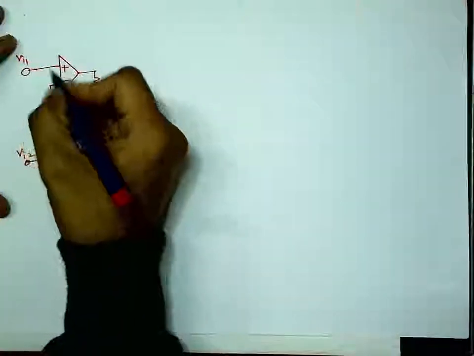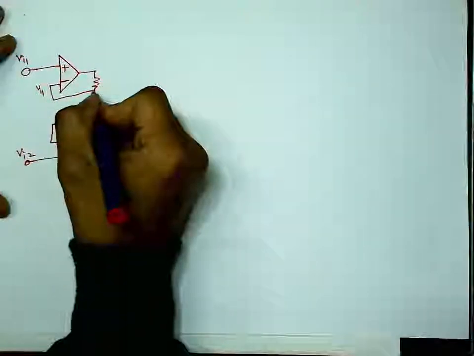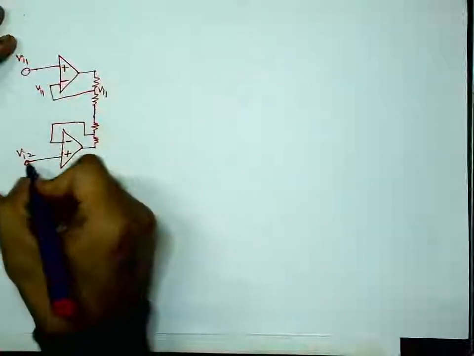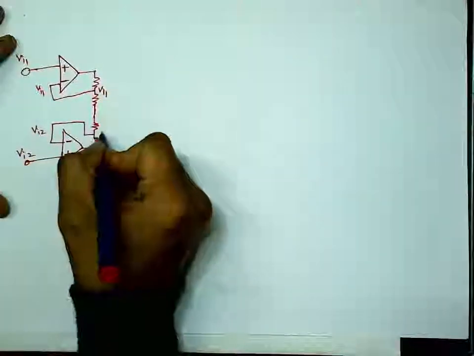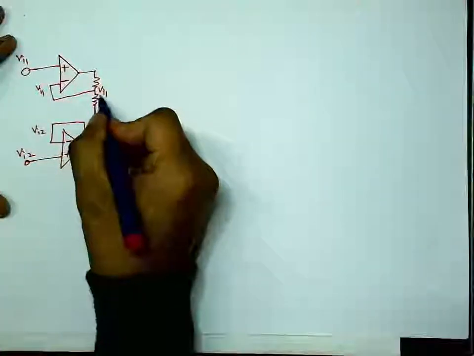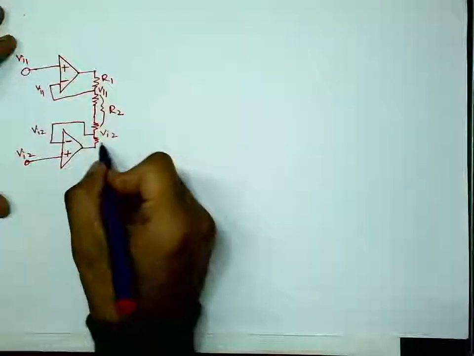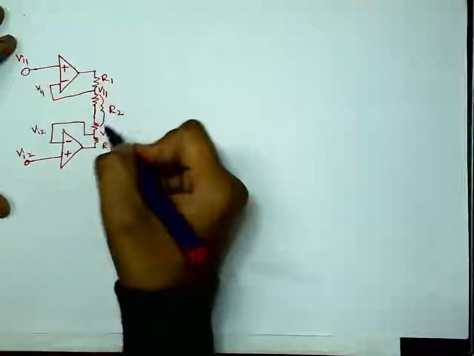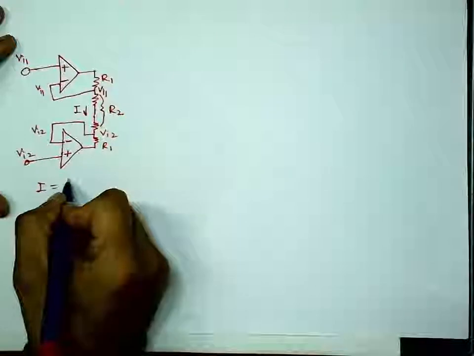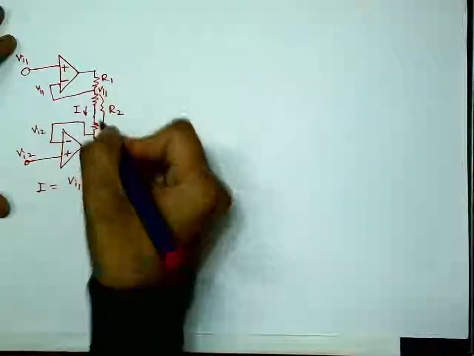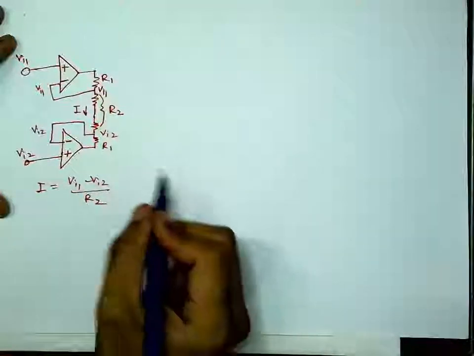The virtual short is true, so this will be VI1, this is connected directly here, this will be VI1, this is VI2, the virtual short says this will be VI2, that means this point will be VI2. Now I'm calling these two resistances together R2, this R1, and this R1. So the current, let me call it I, very quickly, will be I = (VI1 - VI2) divided by R2. Do this with me.